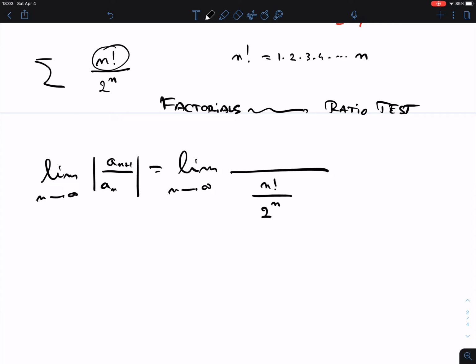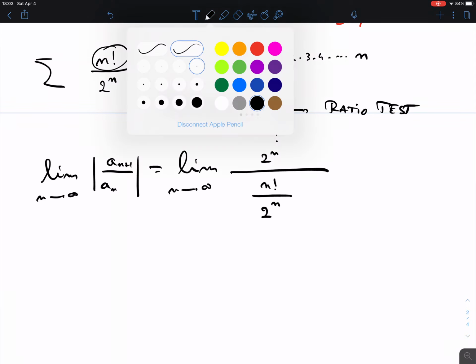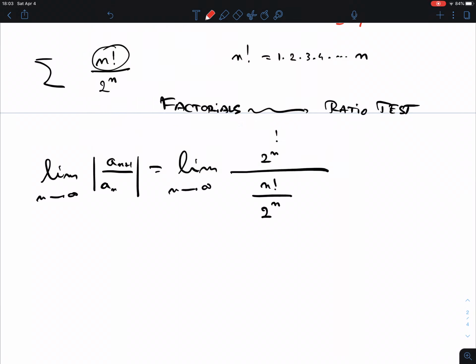Now in the top, remember, replace n by n plus 1. So I'll do it one more time in slow motion if you want. I'm going to replace this n by n plus 1. So we get n plus 1 factorial.